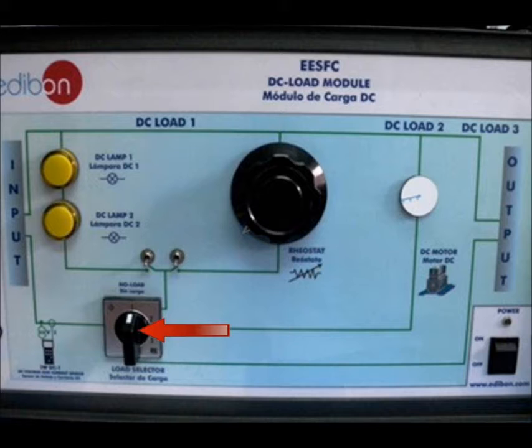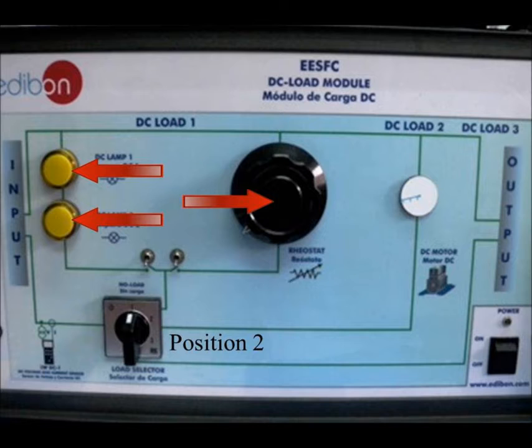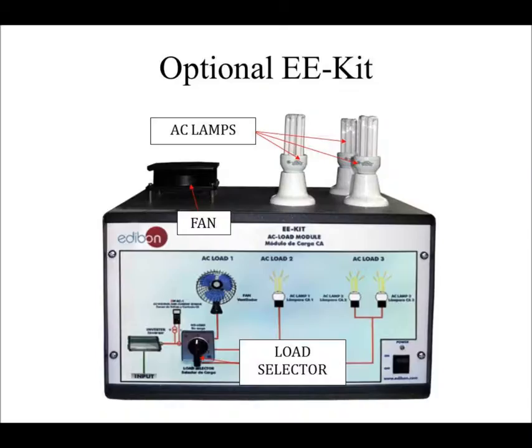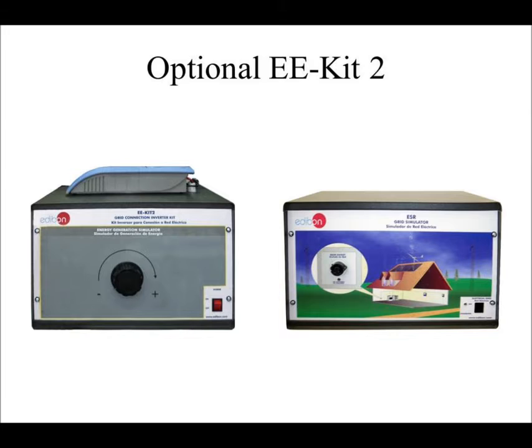The 4-position dial allows a system to power no load, 2 lights in parallel with the rheostat, the lights and rheostat individually, a DC motor, or it can bypass this interface box so that it can be converted to AC and used in the optional EE kit and EE kit 2, which is used to simulate injecting the energy into a power grid.